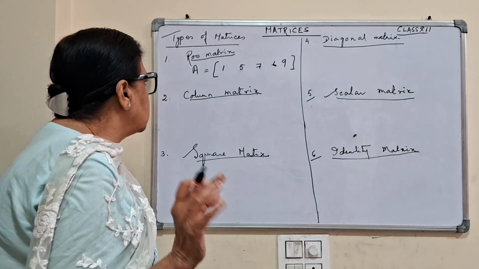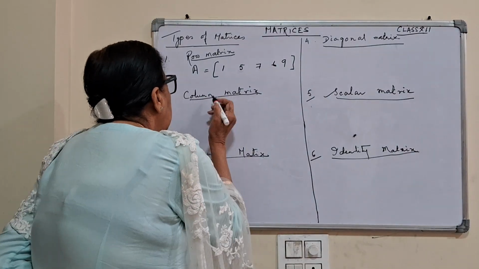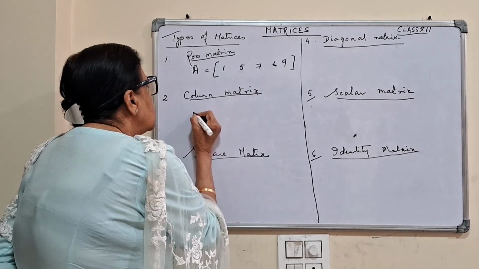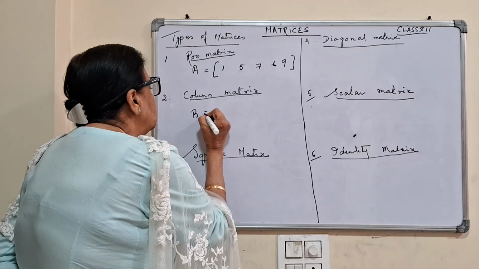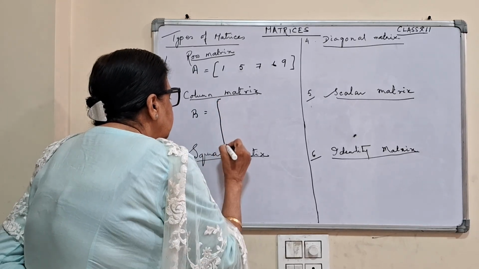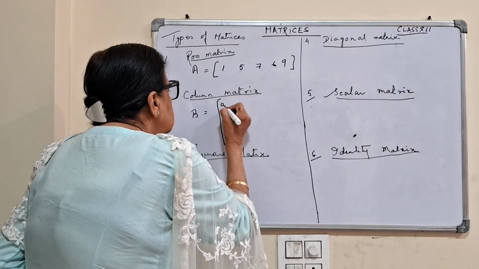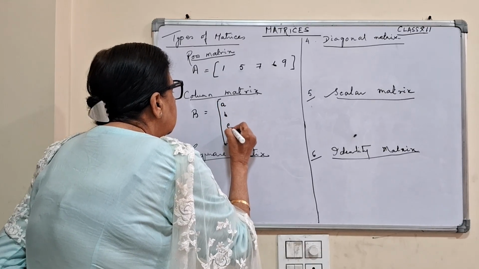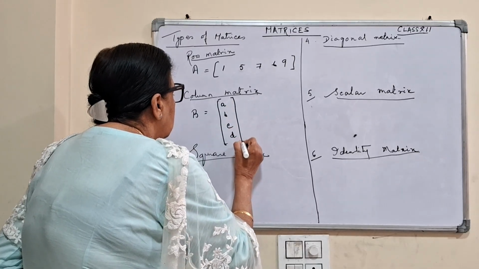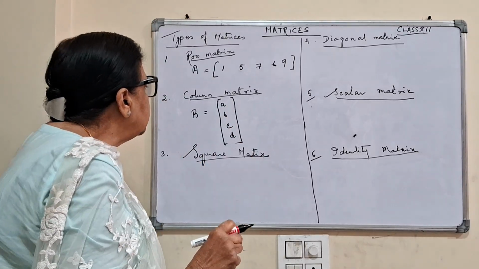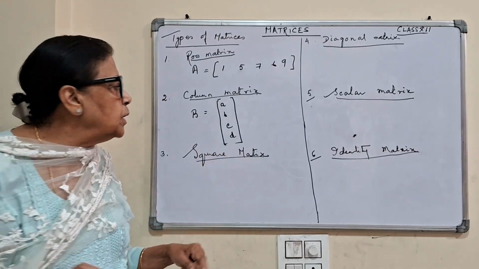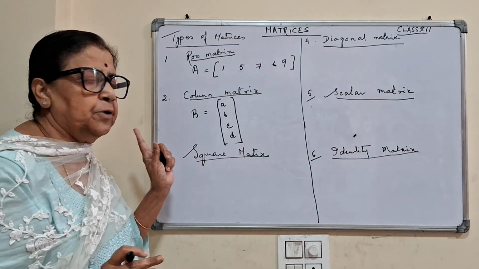The column matrix has only one column. One column, this is the vertical one. That is A, B, C, D. How many rows are there? 1, 2, 3, 4. But the column is only one. That is why it is called a column matrix.